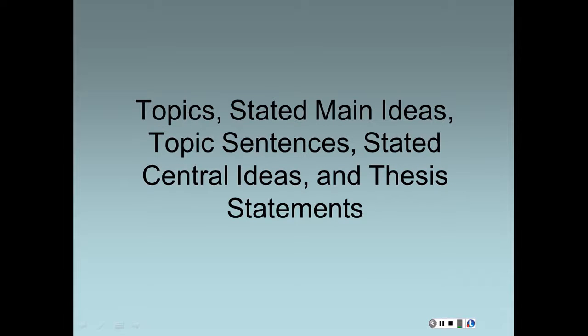Hello. Today we will explore topics, stated main ideas, stated central ideas, and thesis statements. From the slides and discussion, you should gain an understanding of each concept and how an author uses each of them in his or her writing to express ideas coherently. Before an author begins to write, he or she decides on a topic or general subject matter to discuss, describe, or explain.